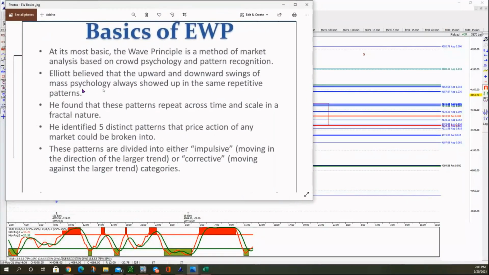And you can see Elliott believed that the upward and downward swings of mass psychology always showed up in the same repetitive patterns. And I think for the folks that have been in here for a period of time, you've seen those repetitive patterns take place. And these patterns always repeat across time and scale in a fractal nature.